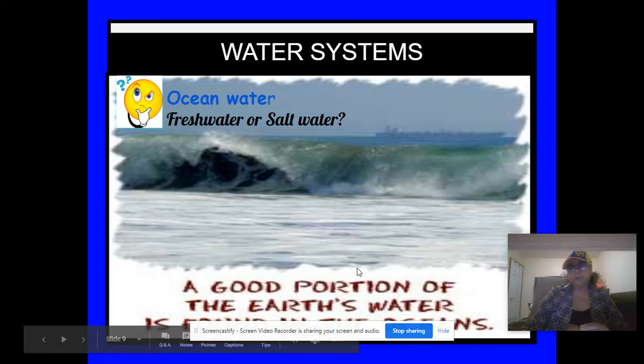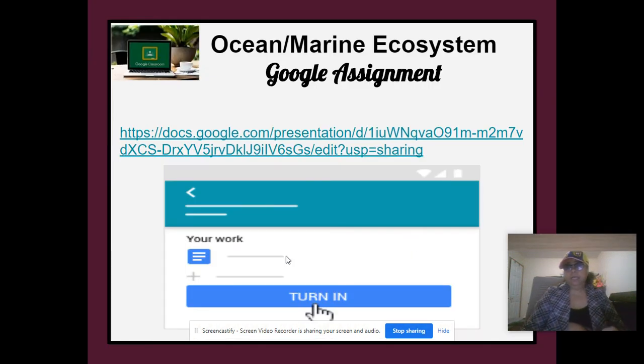Now, a good portion of the Earth's surface is covered with water, and they're found in the biggest body of water system, that would be the oceans. So it would explain why for the assignment this week, we will go back to the ocean or marine ecosystem.